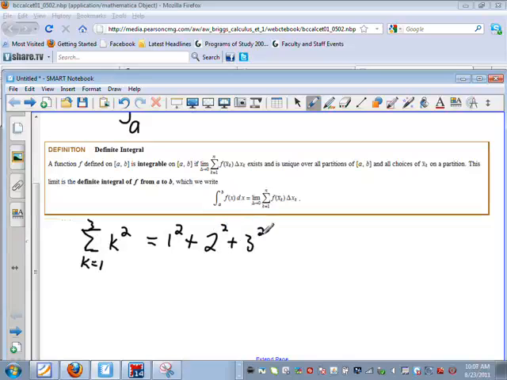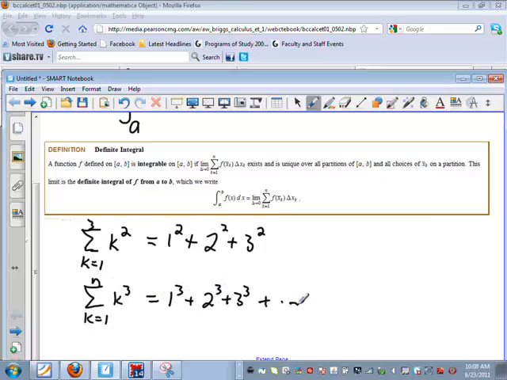As a matter of fact, we used this sum last time when we were finding the integral of x squared. And for extra credit, you have the integral of x to the third, okay? And so you're going to have the sum K equals 1 to n of K cubed, right? And all that is 1 cubed plus 2 cubed plus 3 cubed plus all the way up to n cubed.